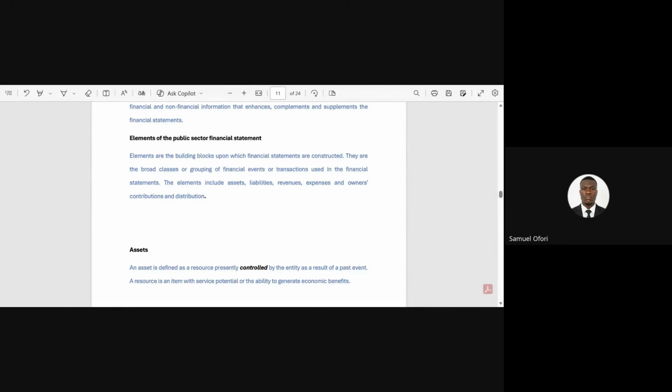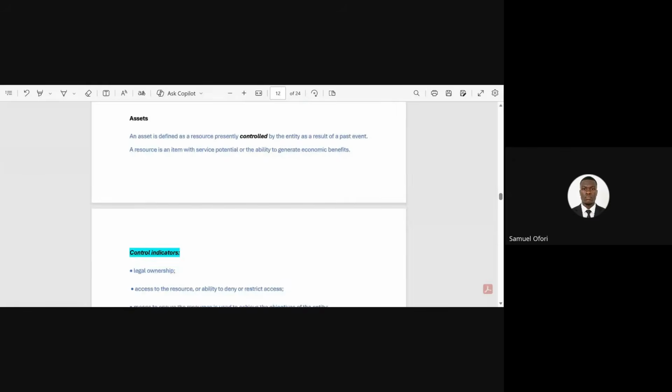So the elements, the first one is asset. So asset is defined as a resource presently controlled by the entity as a result of past events. A resource is an item with service potential or ability to generate economic benefit. So it is controlled by an entity as a result of past events. The key word is controlled. And the resource is an item with service potential and the ability to generate economic benefits.